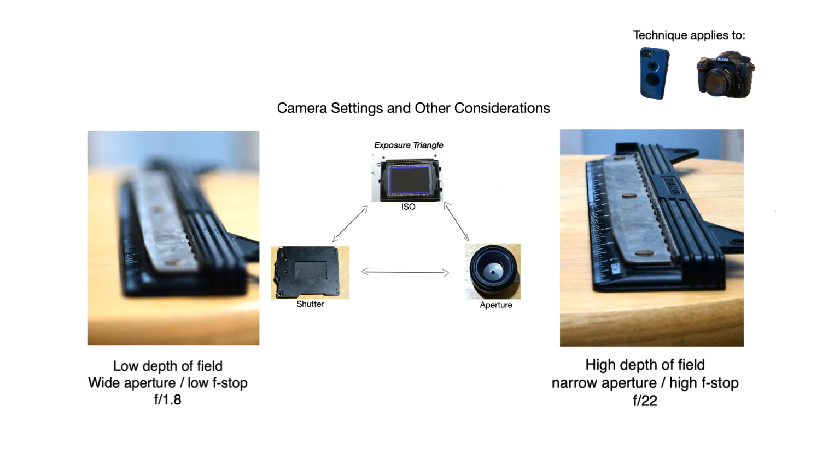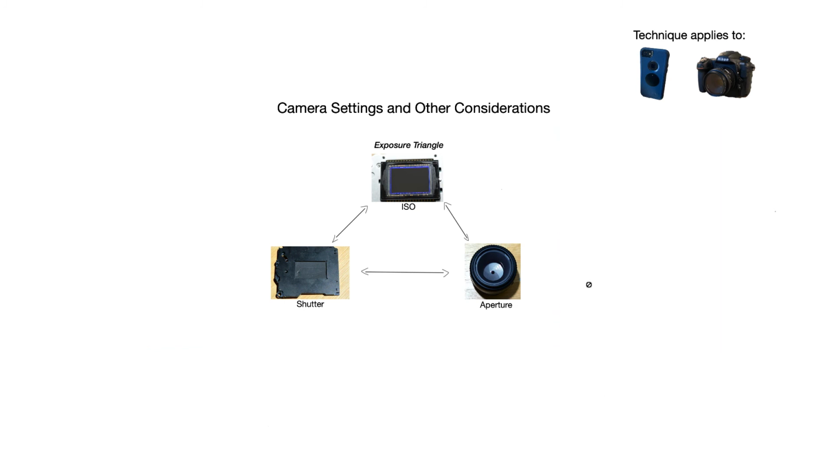Because of that, we're going to need to use a small aperture. Depending on the camera, f8, f16, even f32 are sometimes what you need depending on how close you're getting to your subject. So you need a high aperture.